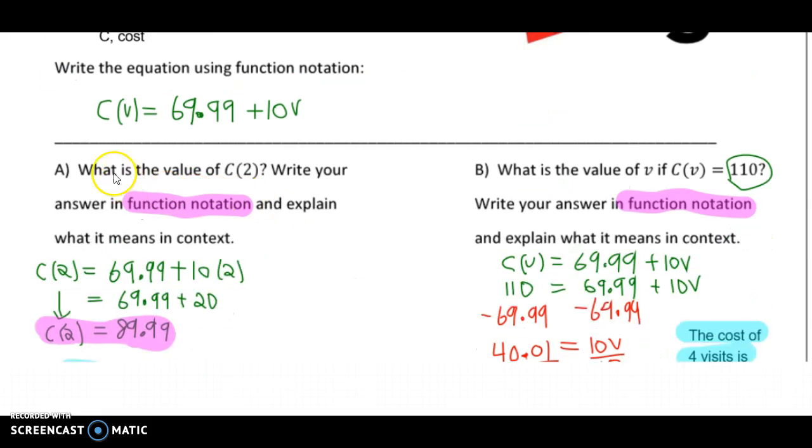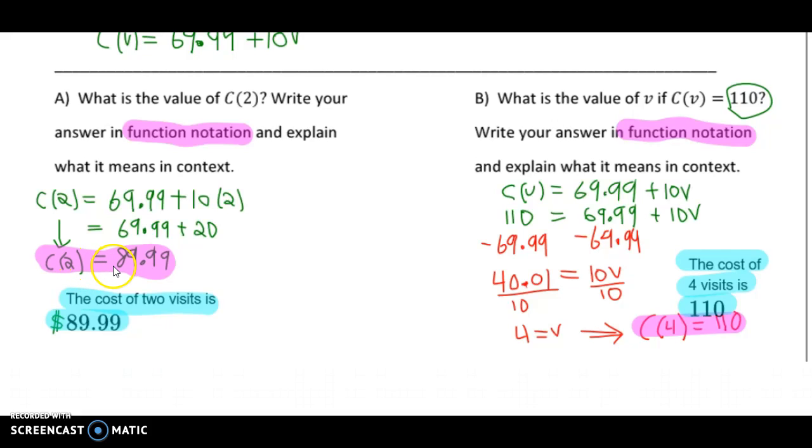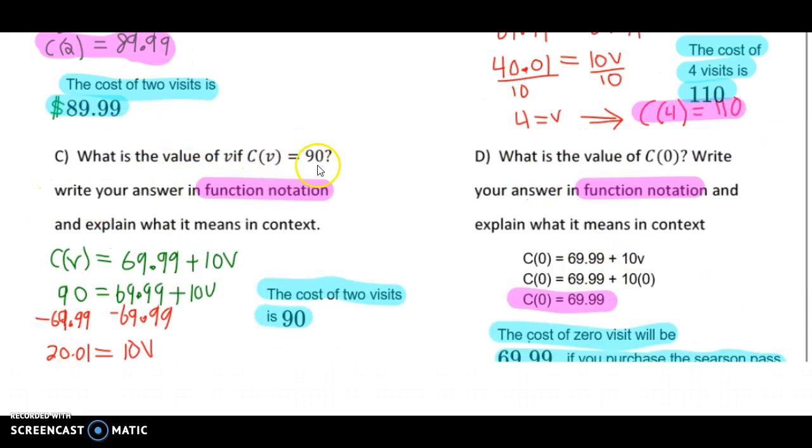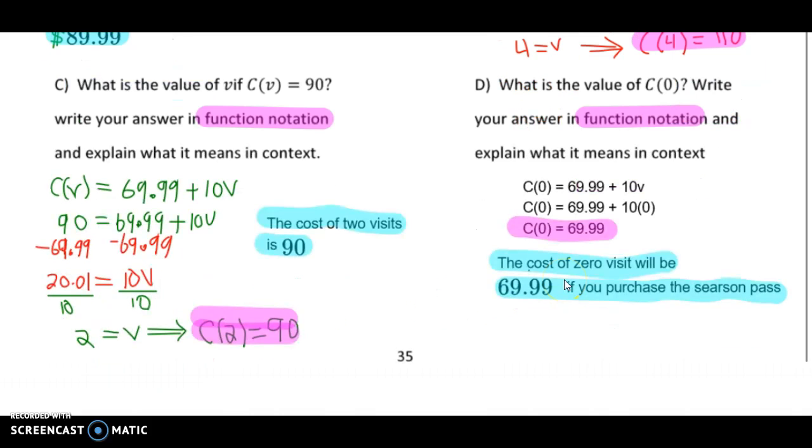Sorry about the handwriting, it's not easy to write with a mouse. Moving on, we also were able to calculate the cost of two visits. The cost of two visits was $89.99, and the cost of four visits was $110. The cost of zero visits was $69.99, because I guess you just purchased the Six Flags season pass and never actually went to the park. That would be a bummer.